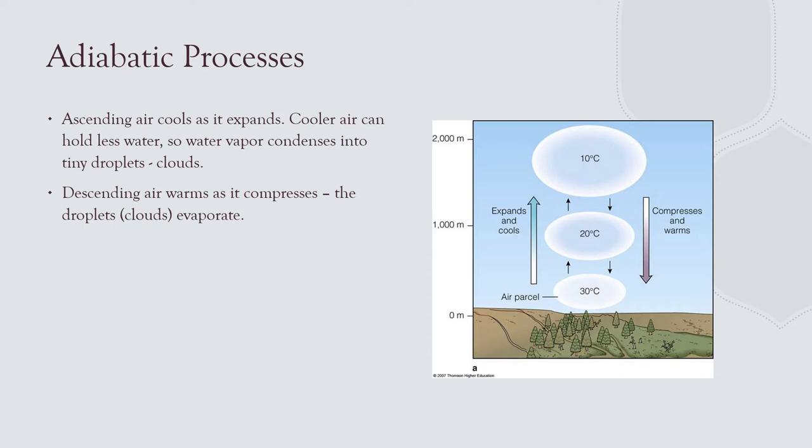This is what happens when clouds form, a low pressure system, how storms form. Rising air causes the air to cool. Cool air can hold less water vapor, so clouds would form and eventually we'd have precipitation.